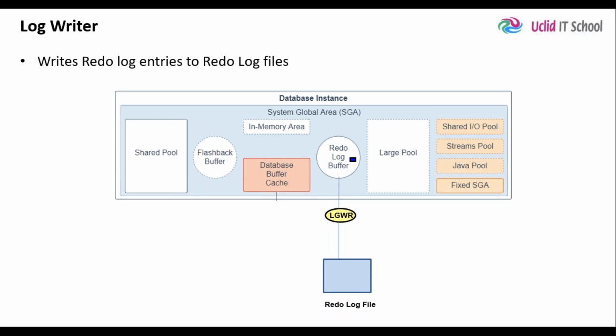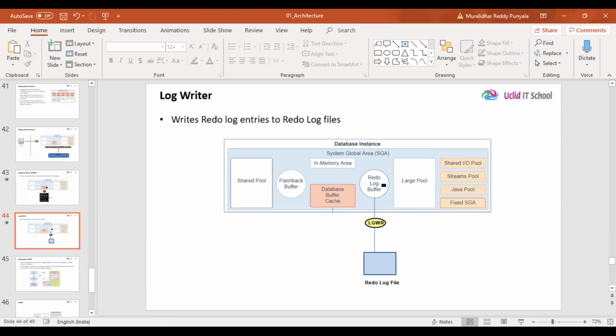Suppose in archiving topics, you will learn about another background process called the archiver. Like that, as we discuss more topics, you might come across some other background processes. So that's it. That is the architecture topic.